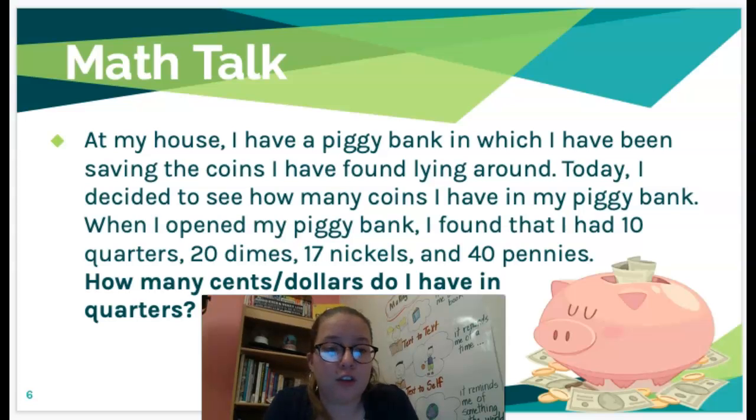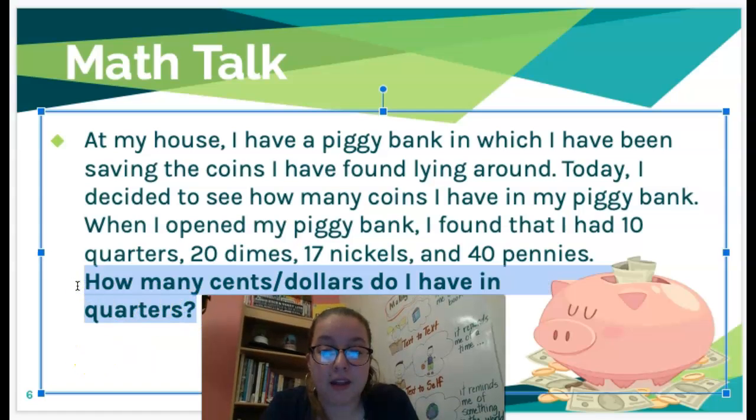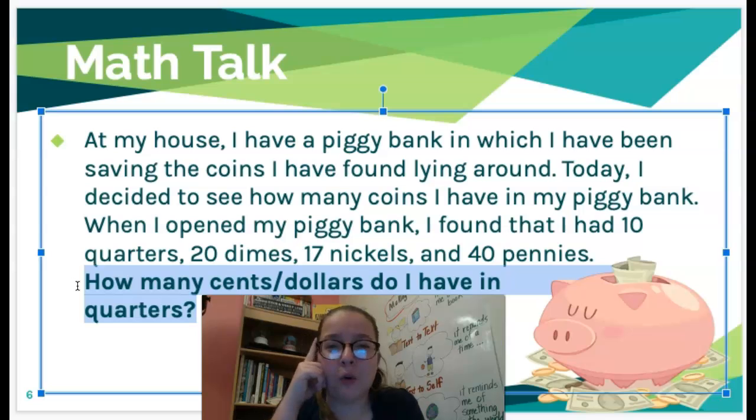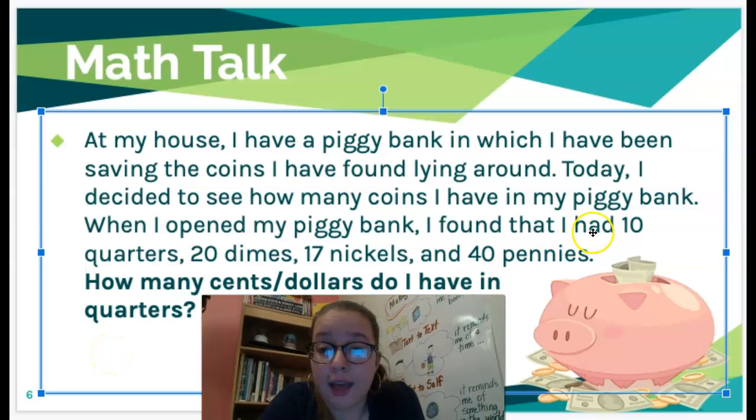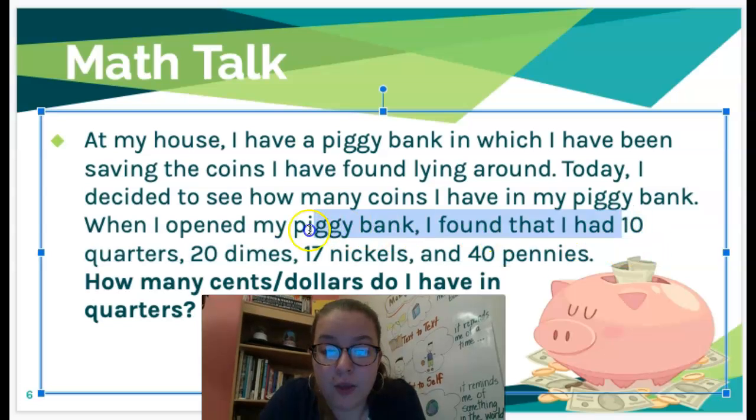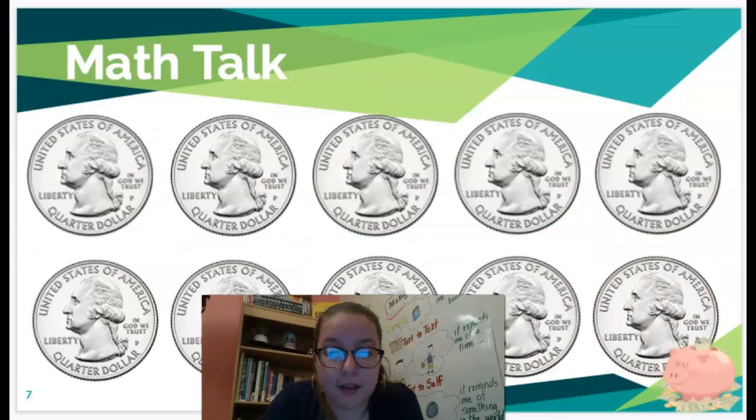Alright, so let's try solving this together. In looking at my question, I see the main question is, how many cents or dollars do I have in quarters? So that makes me think, I need to know how many quarters I have in the piggy bank. So let's go back to our question. Does it say somewhere how many quarters we have? Yes, right here it says we have 10 quarters.